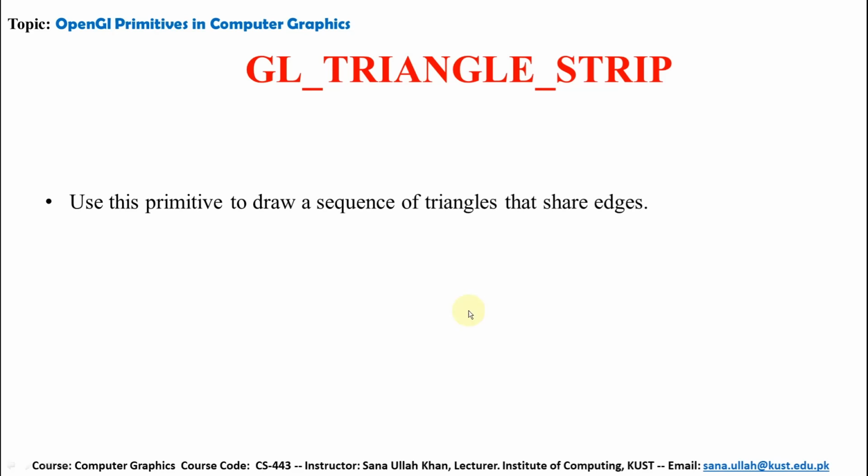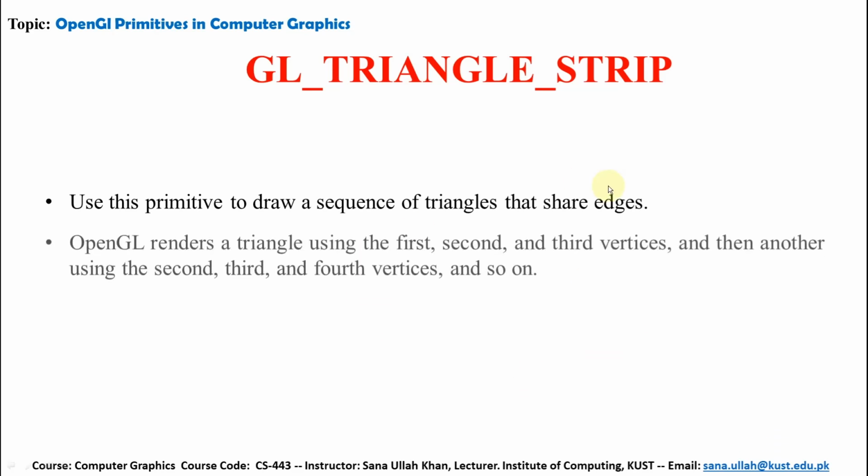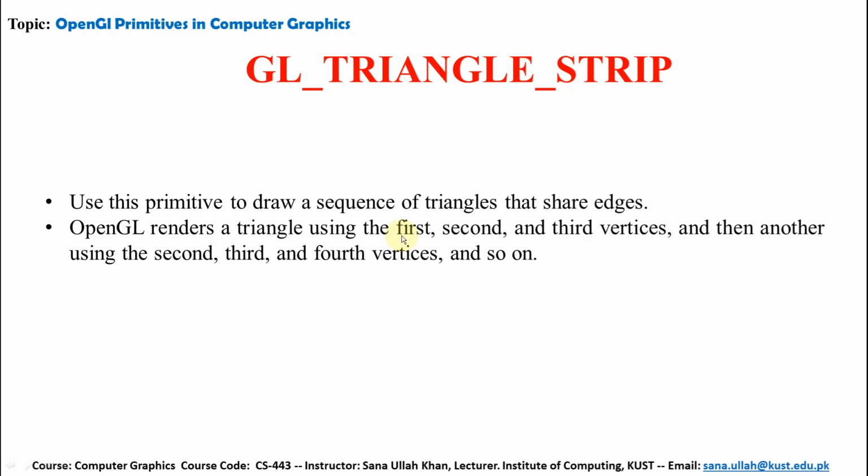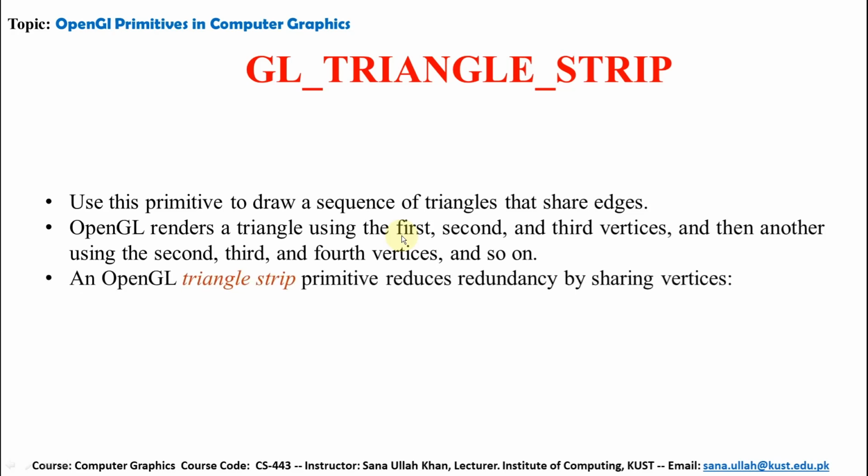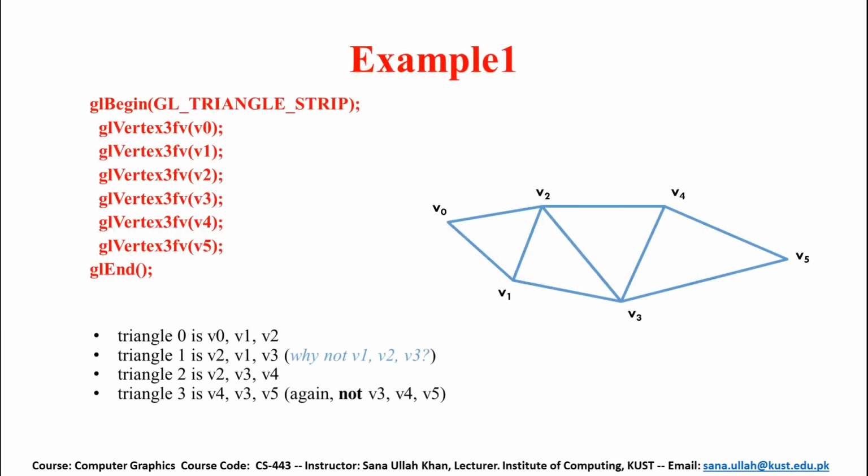GL triangle strip: use this parameter to draw a sequence of triangles that share edges. OpenGL renders a triangle using the first, second and third vertex, and then another using the second, third and fourth vertex, and so on, like this. The primitive reduces redundancy by sharing vertices. This is the example: glVertex3f vertex 0, vertex 1, vertex 2, vertex 3, 4 and 5. Here you can see triangle 0 is vertex 0, 1 and 2.